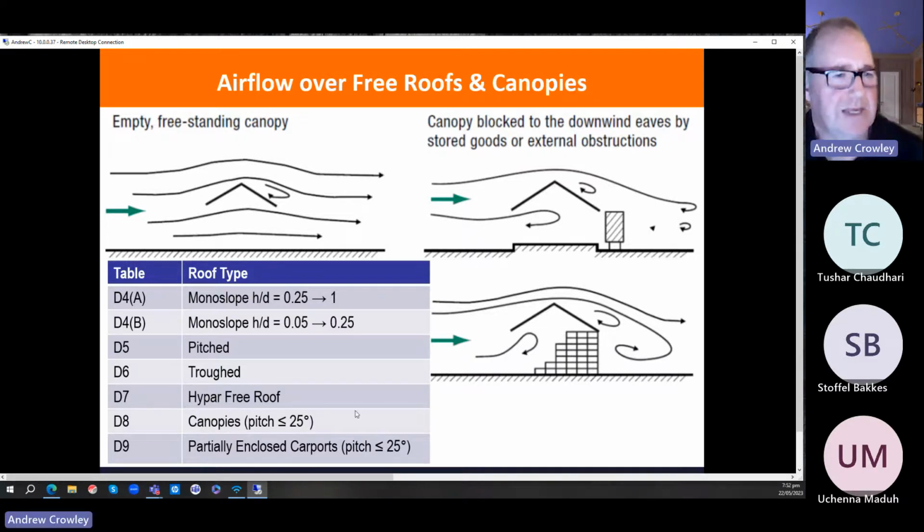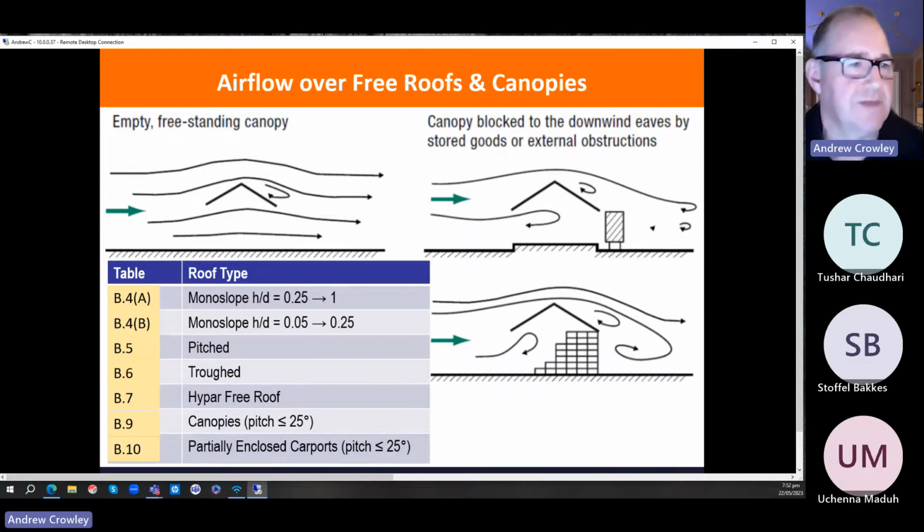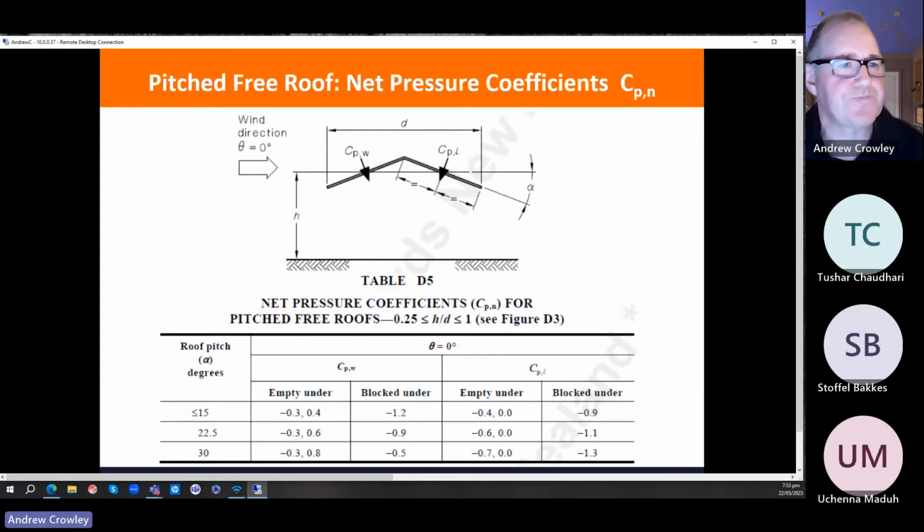And this only applies to certain roofs. So check that the limitations of the code actually apply to these figures. We've got a whole series of tables in the appendix, Appendix D, depending on the type you're looking at. So you're looking at either monoslopes, pitched, troughed, high par-free roofs, which is a bit unusual, canopies, and partially enclosed carports. The 2021 edition is now in Appendix B, but it's very similar. I think all the figures are the same.